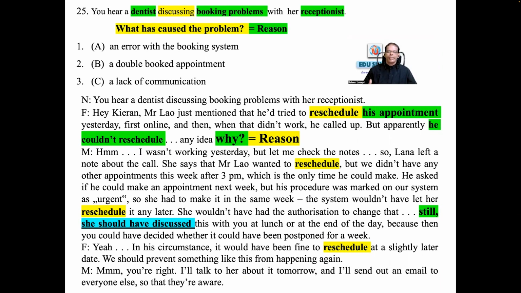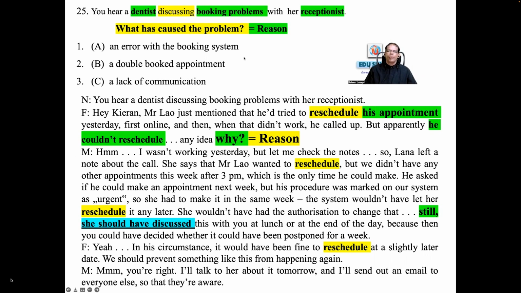So all these things are saying, as per the rule, there was no possibility of rescheduling. But then it still says, in spite of all that, she should have discussed this with you at lunch or at the end of the day, because then you could have decided whether it could have been postponed for a week. Now you see, that is being emphasized: in this circumstance, it would have been fine to reschedule at a slightly later date. So rescheduling was possible. But why?